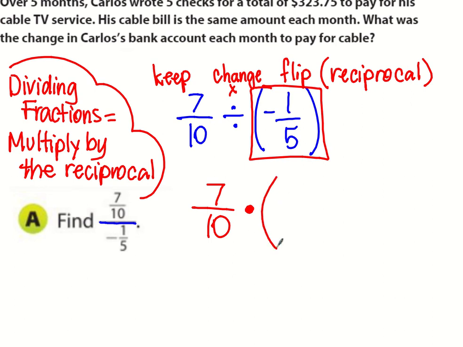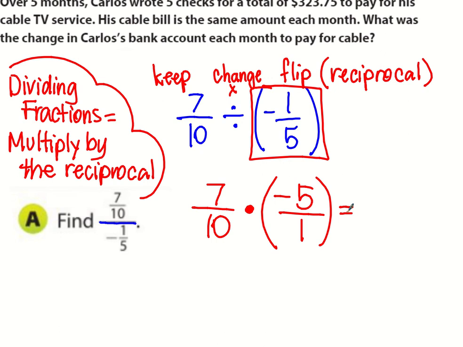It's negative, it still stays negative, but I flip it over and it's -5/1. It could be 5 over -1 also, remember that. It doesn't matter where the negative sign is, there just can only be one of them, okay? And then what you're looking at is two fractions being multiplied, and you guys know your rules for multiplication.